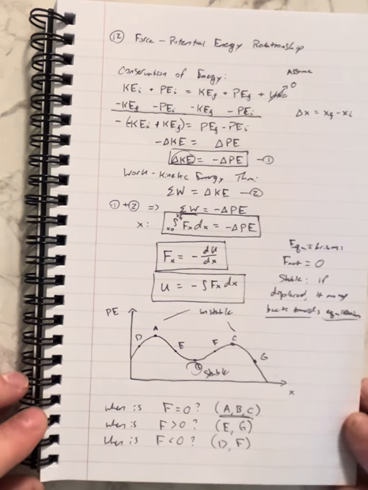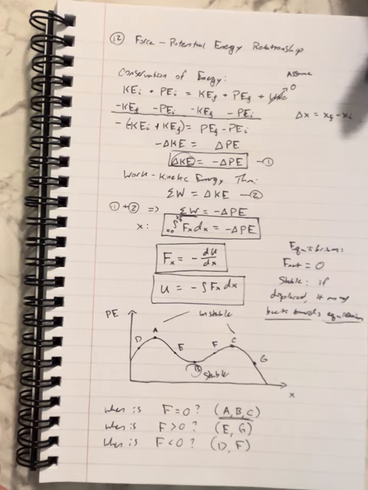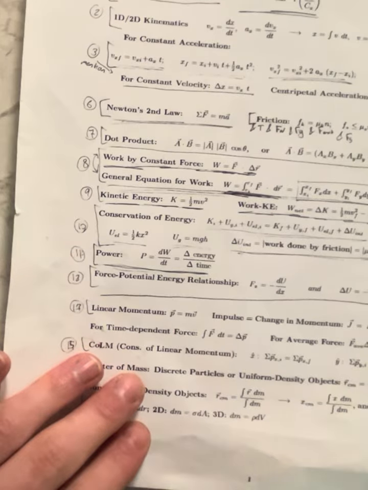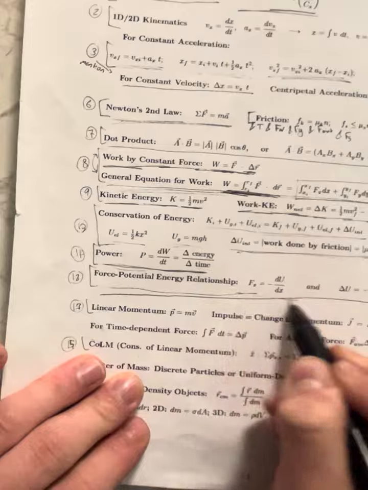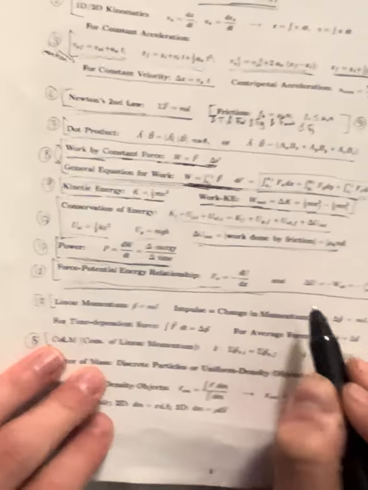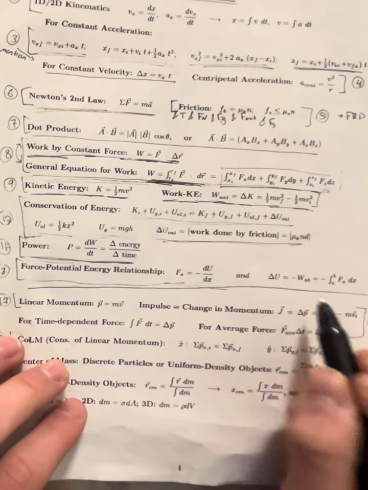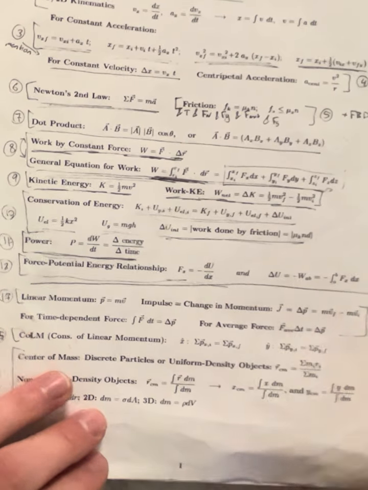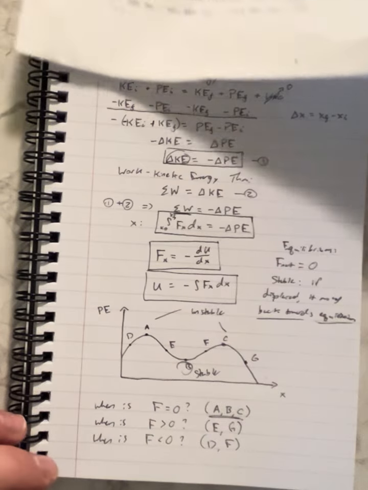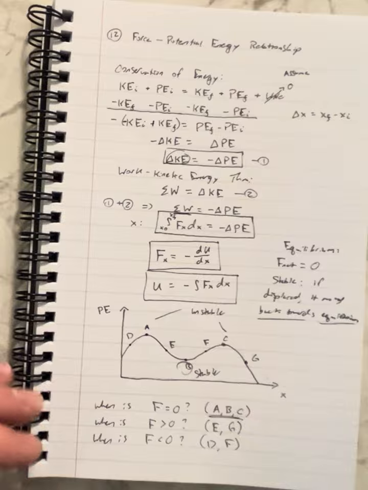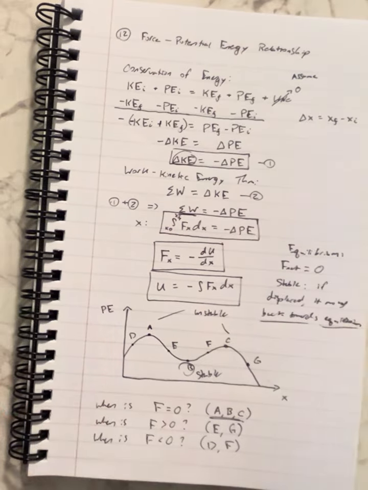That's all I have for the force potential energy relationship, and this is right here on your equation sheet. You can see that Fx is negative du dx, and then delta U is negative work, which is negative integral Fx dx. And that's kind of the end of the first unit.